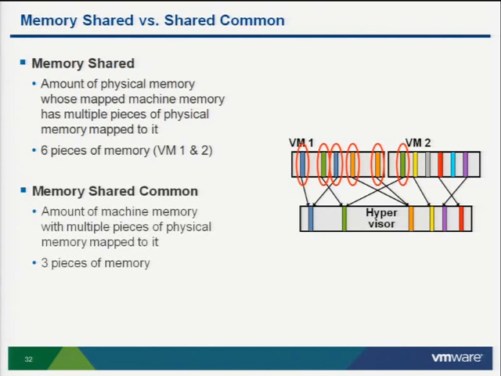Now, memory shared common. Memory shared common is the amount of machine memory at the hypervisor layer with multiple pieces of physical memory mapped to it. So the hypervisor layer with multiple arrows to it. Again, we see there's 3. The difference here, obviously, is page sharing. The accounting at the physical layer sort of, in some ways, double counts, but not really in other ways, because it's what the guest sees. So there's sort of a discrepancy between what the guest sees and what the hypervisor sees.